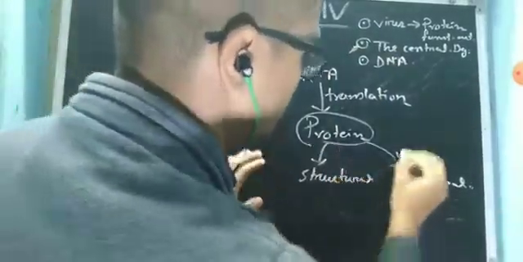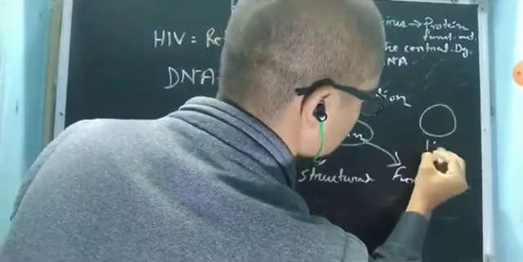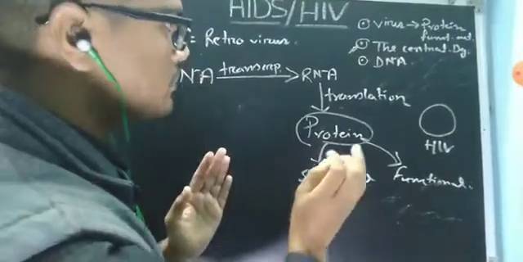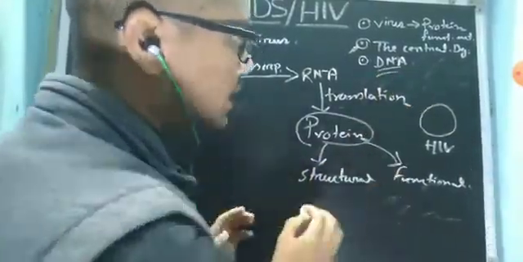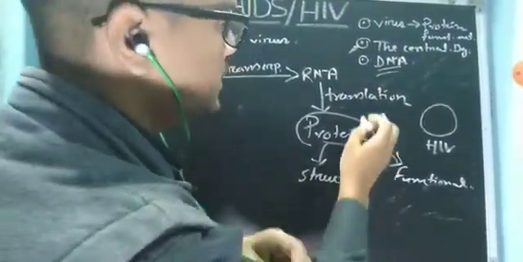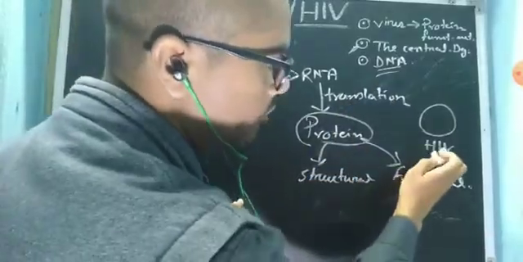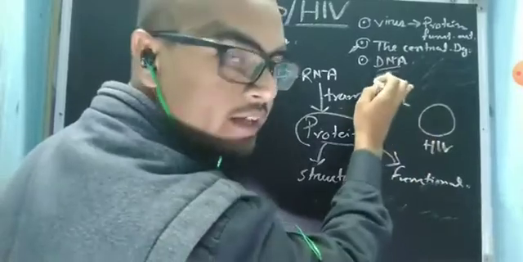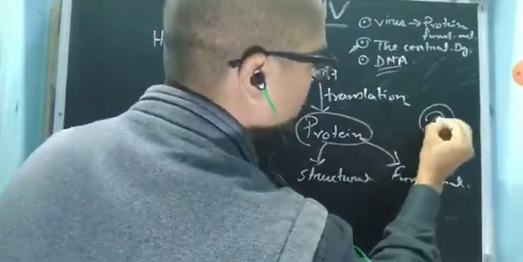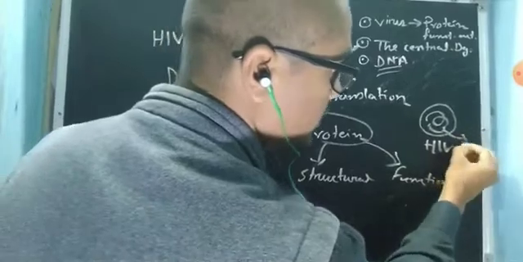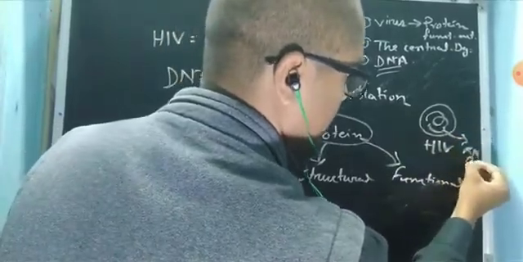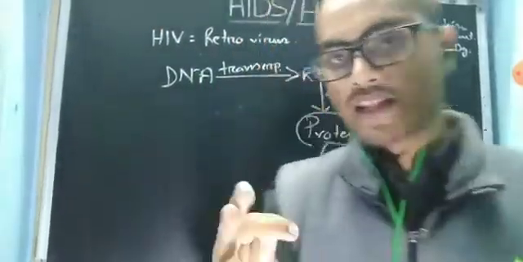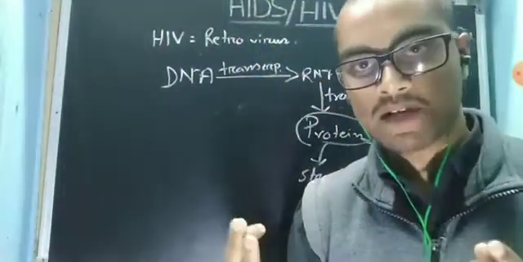Now, let's suppose this is our HIV virus. In the case of humans, the genetic material is always DNA. In our normal biological world, the genetic material is always DNA. But in the case of the HIV virus, the genetic material which is present inside this virus is not DNA. It is RNA. Now, whenever this virus enters our body or our cell, at that time it will try to increase its number.